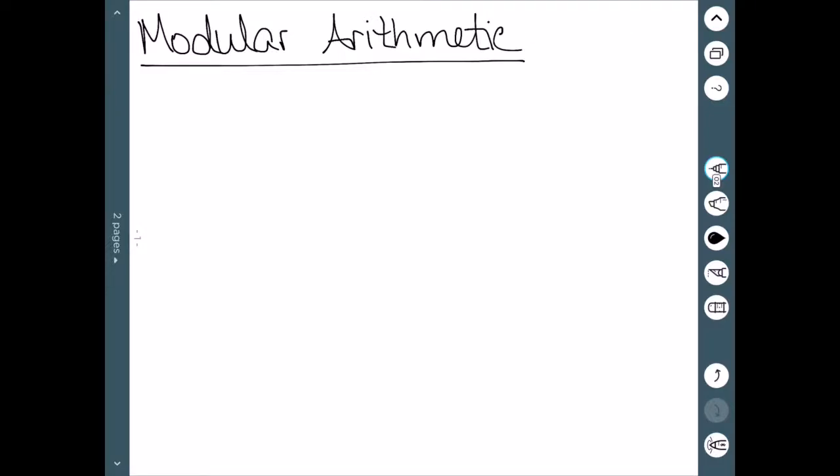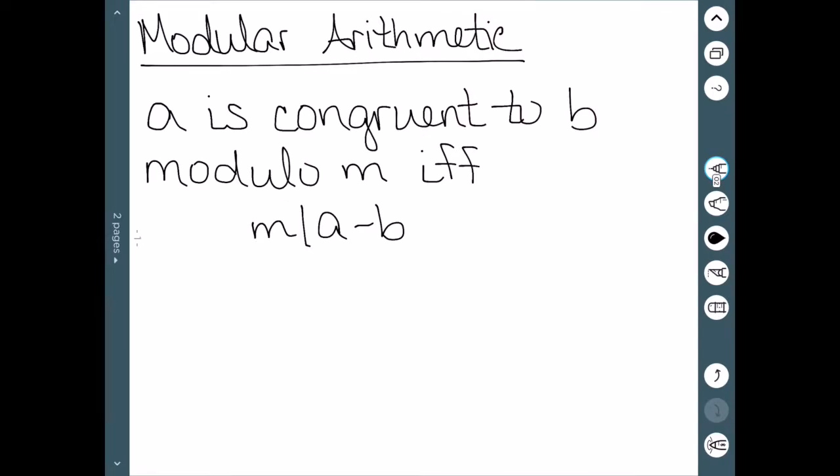We'll now discuss modular arithmetic, how to do it, and what it means for two things to be equal in modular arithmetic. When we're dealing with modular arithmetic, we don't actually have equals, instead we have congruent. And we say A is congruent to B, modulo M, if and only if M divides A minus B. In this case, we write it as A is equivalent, with a triple equals sign, to B mod M.